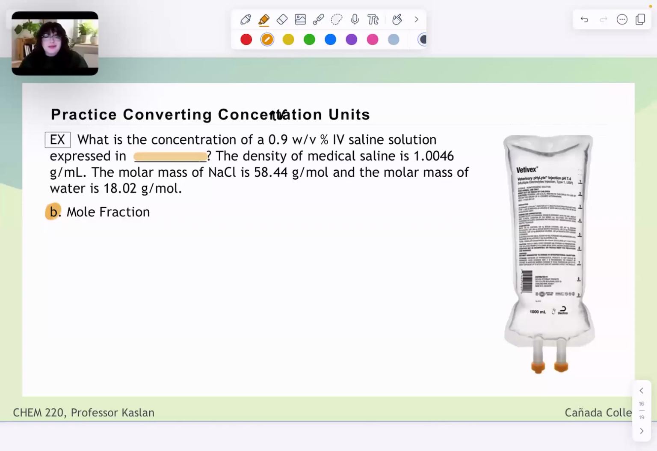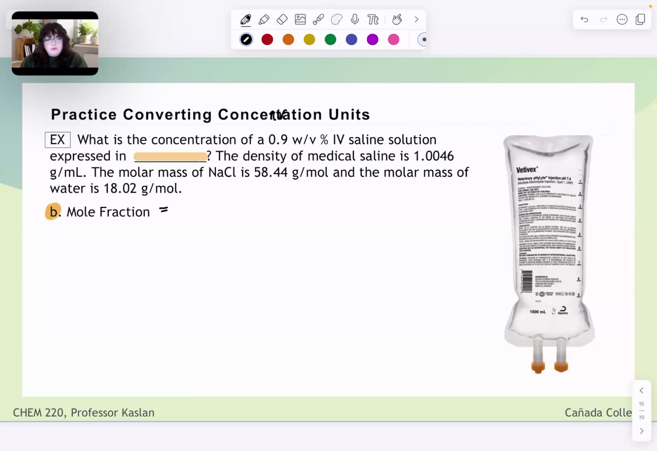All right, welcome back to our practice in converting from one concentration unit to another. We have looked at converting mass volume percent units to molarity and molality. And now in this part of this problem, we are asked to convert to mole fraction. So again, let's remind ourselves of the assumptions and definitions that we're working with here.